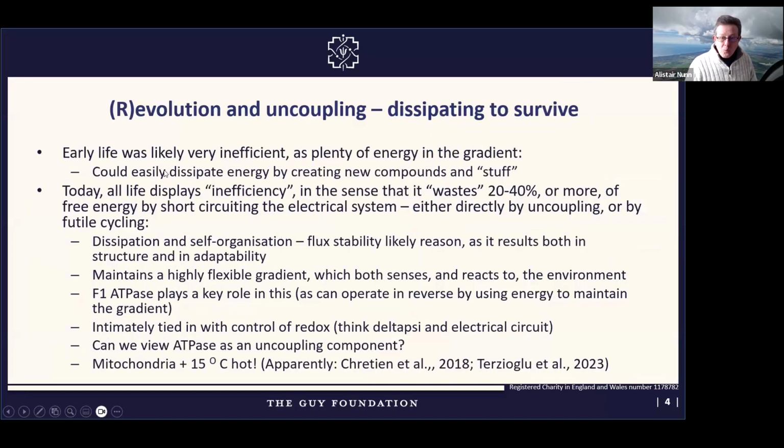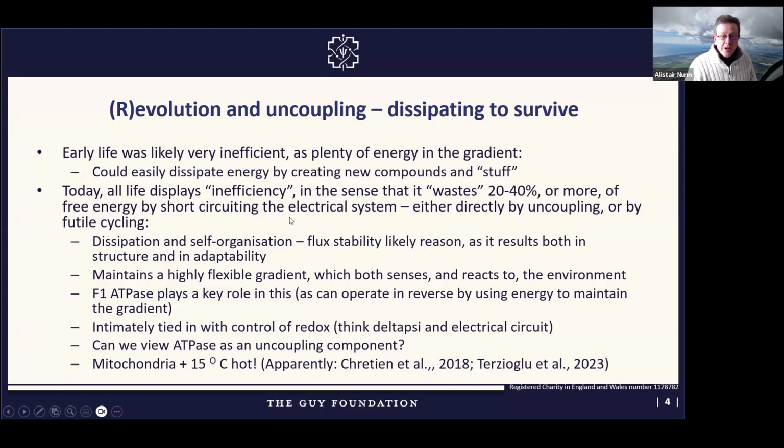One of the interesting things is when you start to think about this dissipating concept, and I think we've talked about this before, early life was probably very inefficient in the sense that there was plenty of energy, and how it dissipated the energy in the proton gradient was to make more compounds. It turned high energy stuff into low energy compounds. But today, and this is something which not everybody appreciates, life is actually fairly inefficient in the sense that it seems to waste 20 to 40% of the energy that it's capturing.